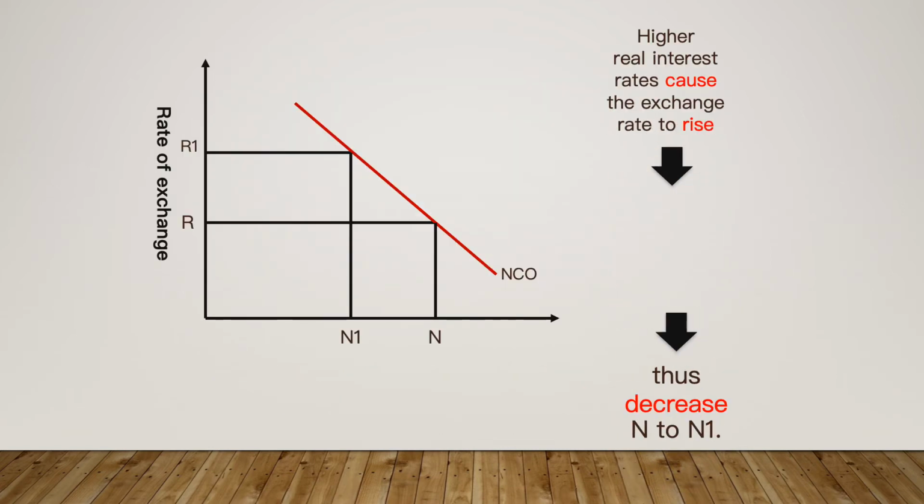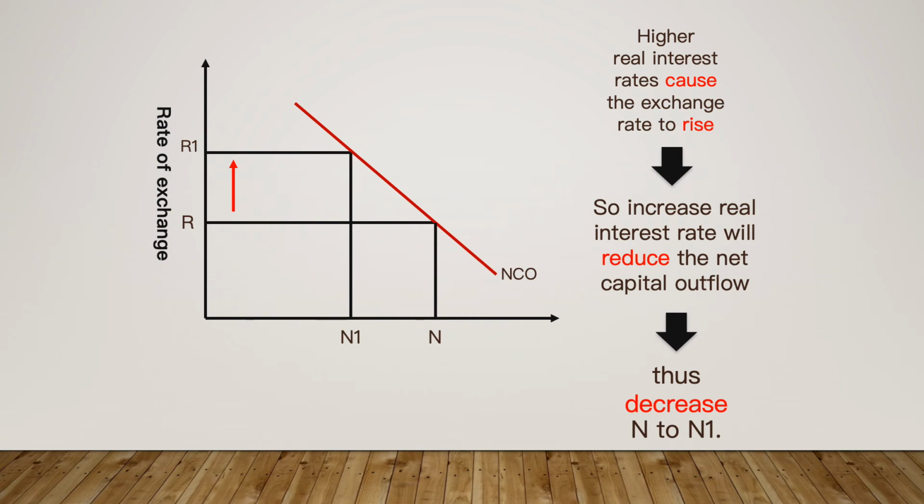And we know higher real interest rates will cause the exchange rate to rise, right? So an increase in the real interest rate will reduce the net capital outflow. Thus net capital outflow decreases from N2 to N1.